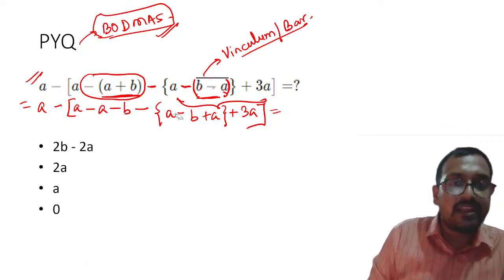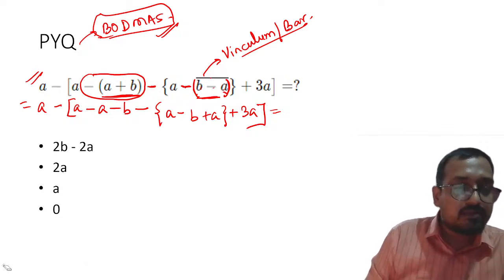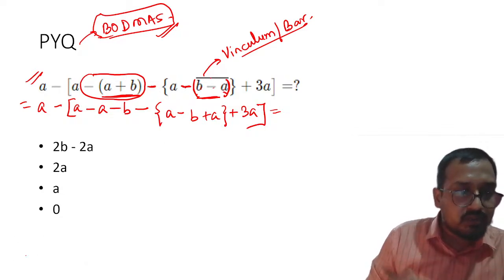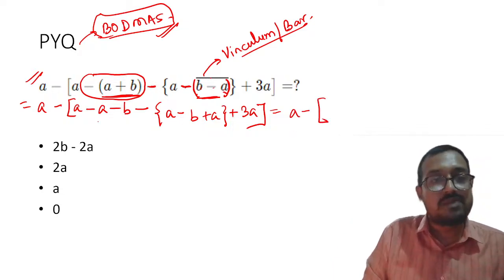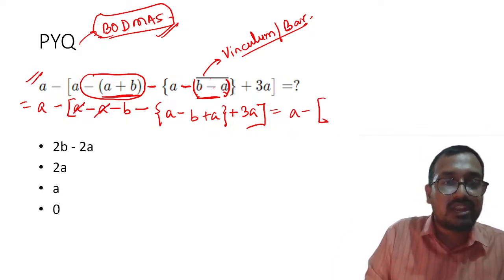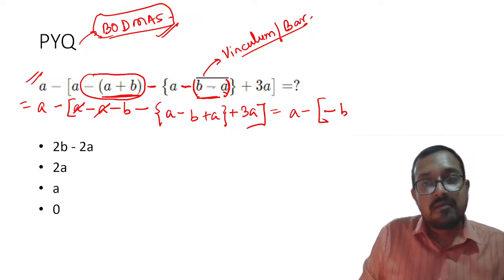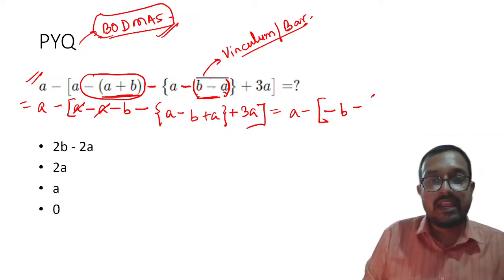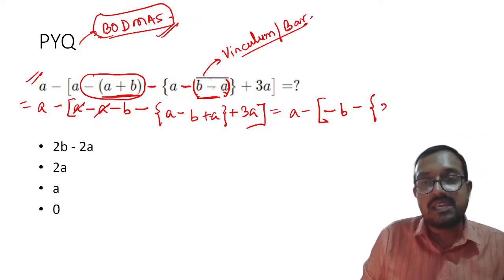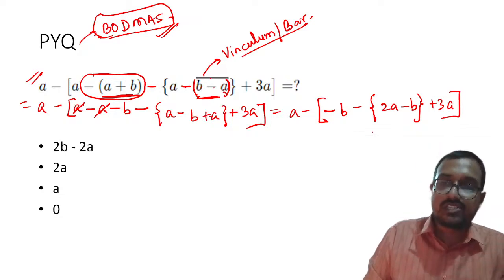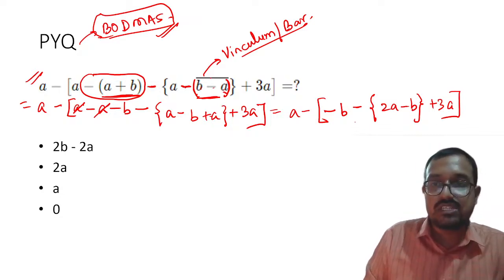everything is clear, right? All of you are sitting with copy and pen, because without that it will not get into your brain, right? So this is a minus large bracket. You can see a minus a will cancel out each other, minus b minus, right? Then curly bracket, this is a plus a, so 2a minus b, 2a minus b plus 3a will go like this. Understood this thing? Everyone is clear on this part?